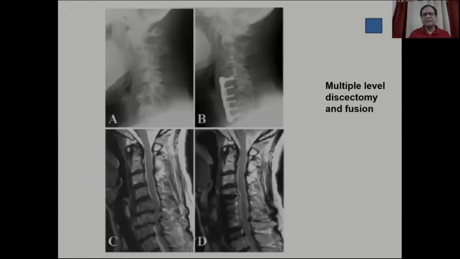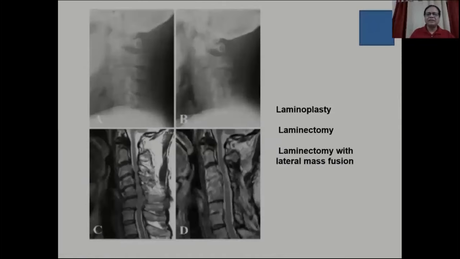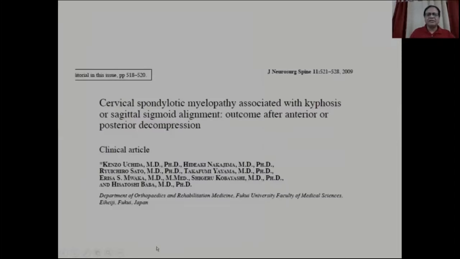The people who believe in anterior approach, for this case, they do multiple level discectomy and fusion. The advantage of doing an anterior approach is that the early initial recovery is better as the kyphosis can be better corrected. People who believe in posterior, they do either a laminectomy, laminoplasty, or laminectomy with lateral mass fusion whenever there is a loss of lordosis. But then which is better, the anterior or the posterior?